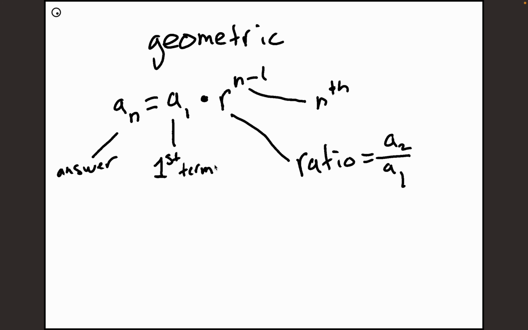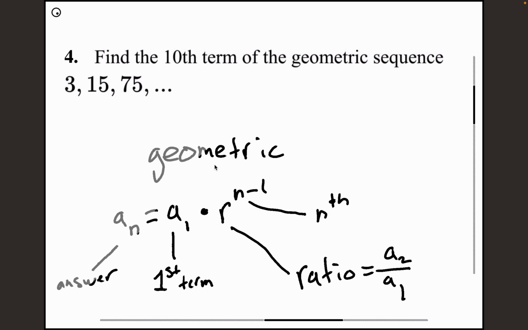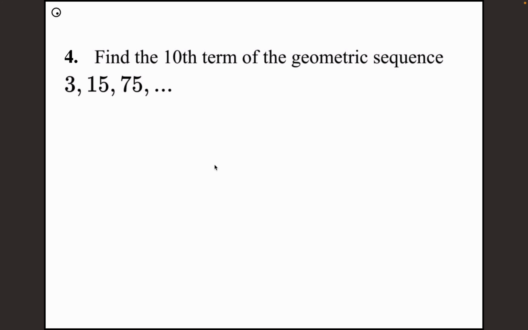So let's look at the next part. Let's look at this equation right here. We need to find the 10th term of the geometric sequence. So I'm going to erase this real quick and write it again up here. I have an equals a1 times r to the power of n minus 1. I need to identify: 10 is going to be my n. 3 is going to be my a1, 15 my a2, 75 is my a3.